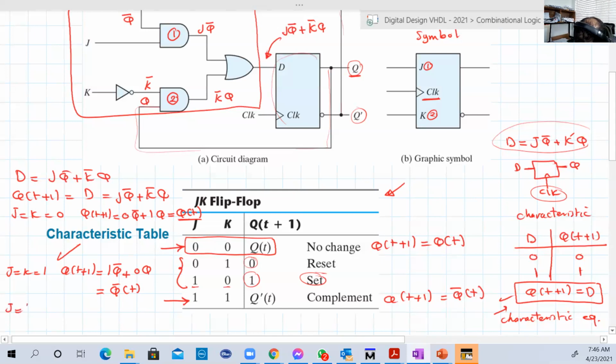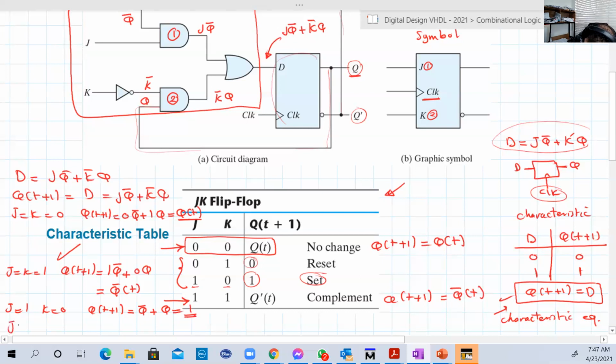Let's try J equal to 1, K equal to 0. This is a set state. We should see that Q of T plus 1 is equal to 1, whatever Q of T is. So Q of T plus 1 equals J is 1, so this will be Q bar, plus K is 0, so K bar is 1, so 1 times Q, ANDed with Q. So Q of T plus 1 is equal to Q of T plus Q bar of T. X plus X bar is 1. Set.